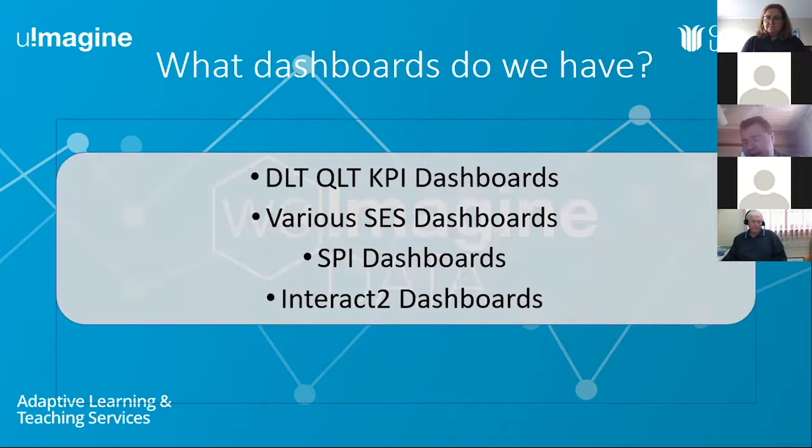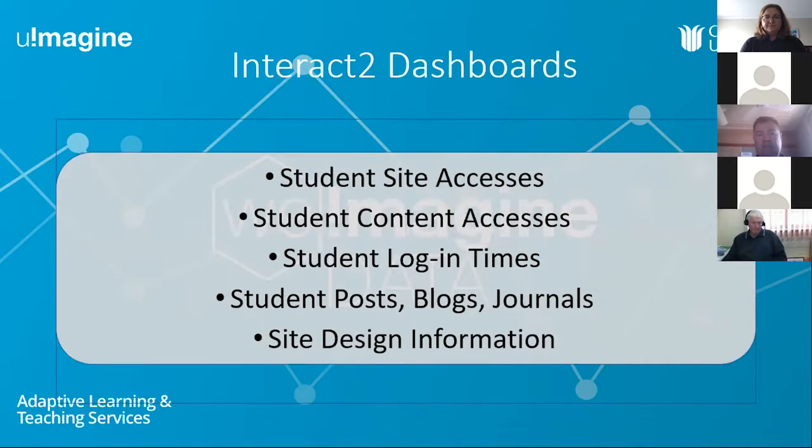SPI, Strategic Planning and Information, have a host of dashboards on things from progress rates to course enrolments to attrition rates to government surveys. If you haven't been to the SPI website, I really encourage you to go there. You'll find a lot of good information there. And we've started producing dashboards on Interact2 for a variety of audiences, Kath and her friends being one of them.